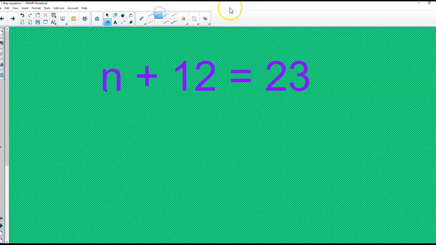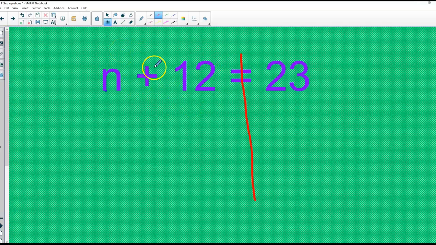Okay, let's look at this one. This one says n plus 12 is 23. So our goal, we need to figure out what n is to make both sides of the equal sign equal. So again, think of this as sort of the left side versus the right side. I'm going to draw a line through my equal sign. Okay, we want to isolate this variable. We want to get the variable all by itself.